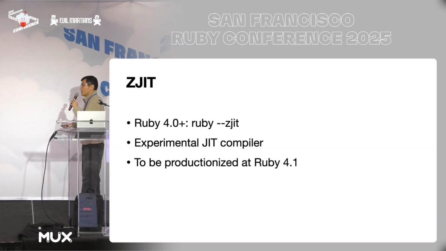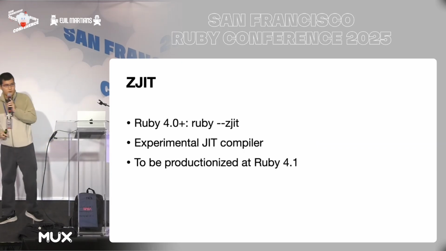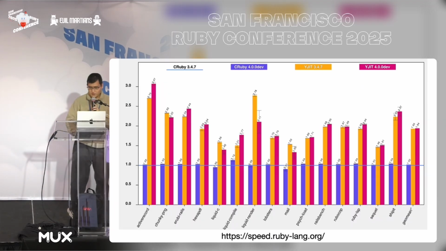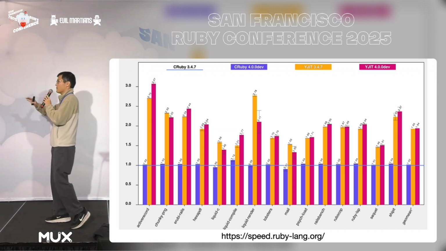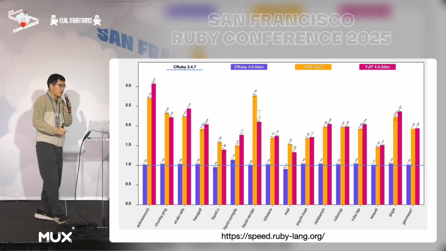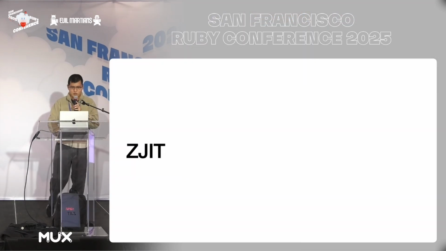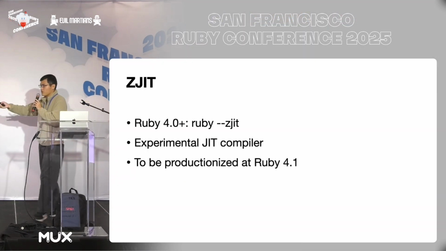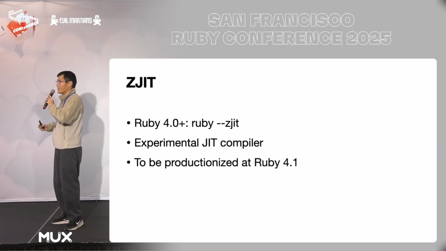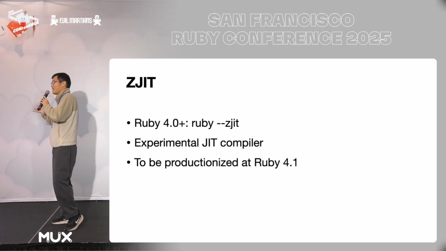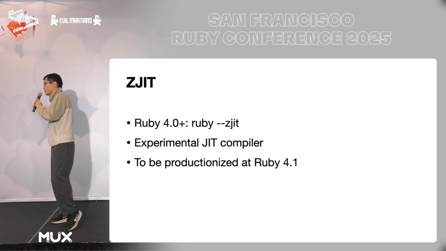for the first time. So YJIT this year didn't get much optimization. If you compare Ruby 3.4 and 4.0, there's not much difference because we didn't add any optimization features. This year, we were mostly focusing on developing this new JIT compiler, ZJIT. Unfortunately, this is still experimental, and we are not expecting people to evaluate that just yet. We are hoping to make it more productionized and faster in Ruby 4.1.